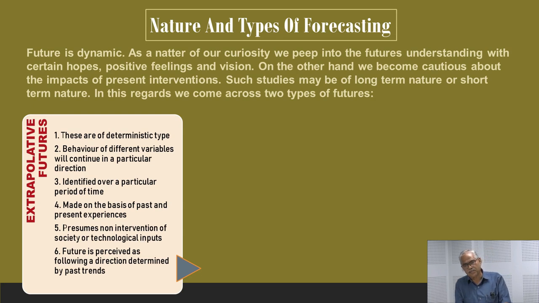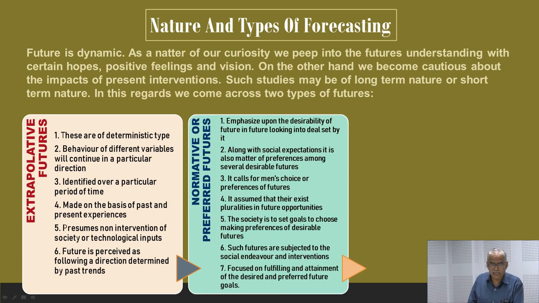The second kind of futures is the normative or preferred futures, where we have social expectations. We are talking about transformative education, the transformation for a new life. So we are building the futures as per our values and value systems. Such futures are subject to social interventions and human interventions and efforts to change the path of life. So it focuses on fulfilling and attaining the desired and preferred future goals.